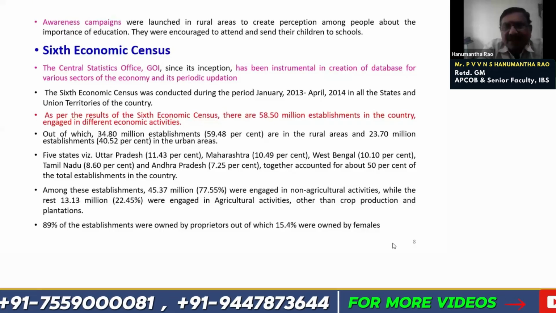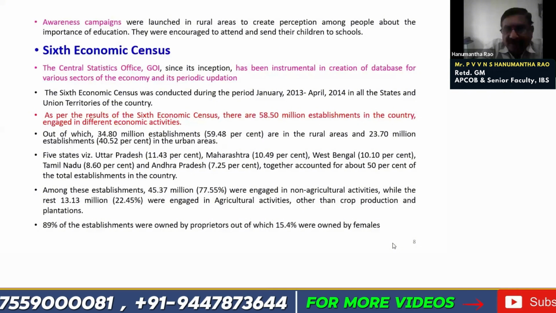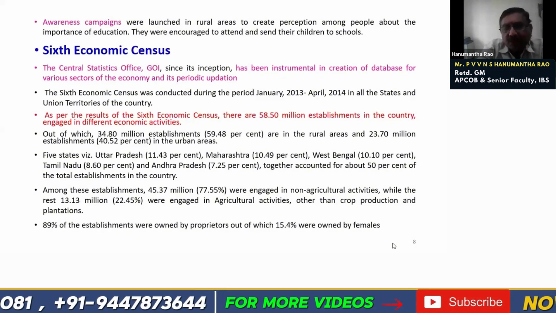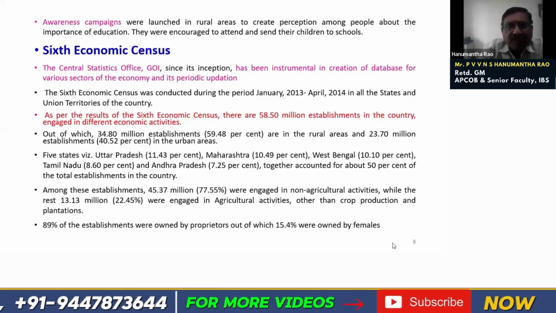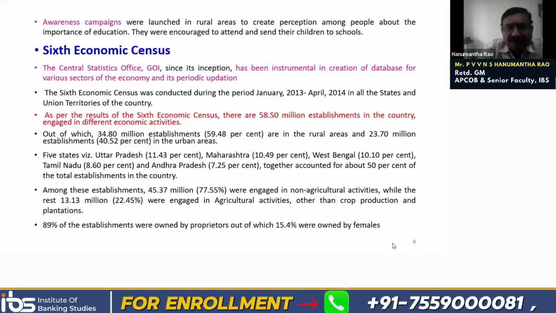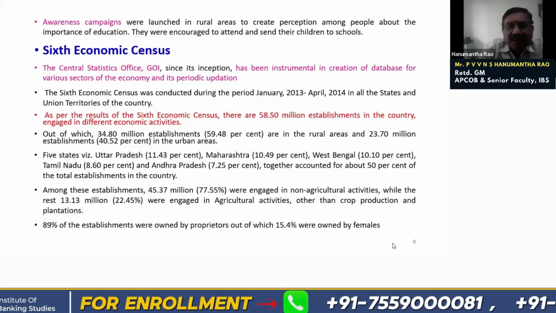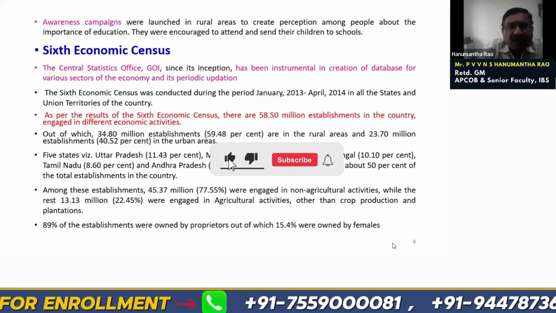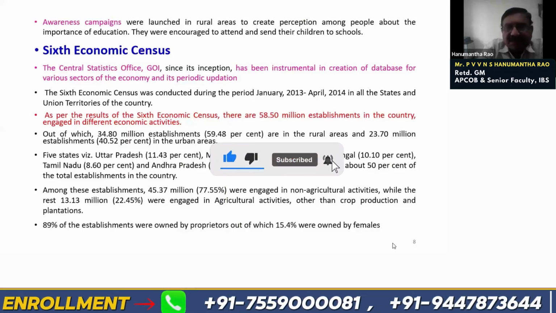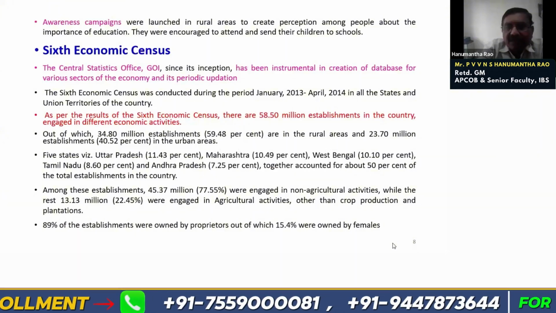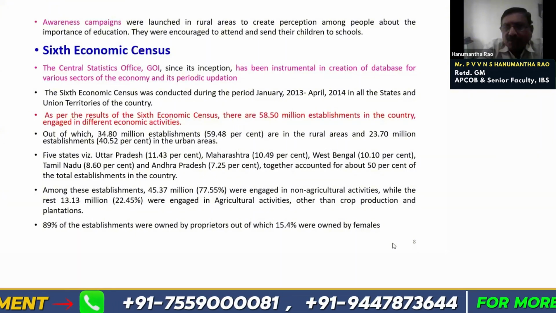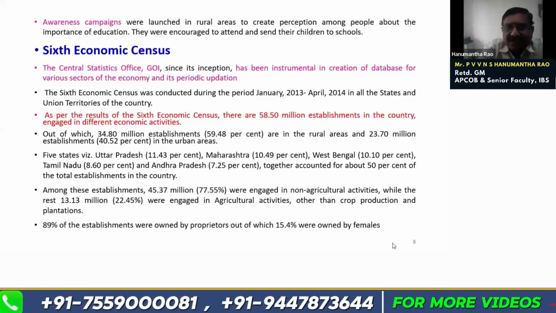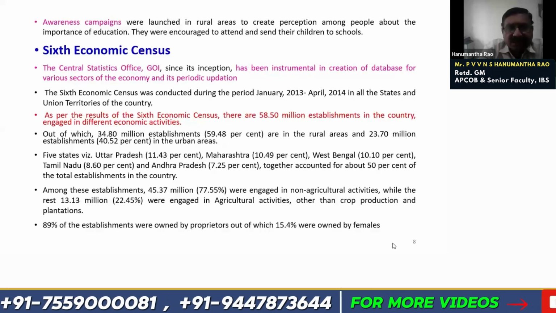With regard to the seventh economic census, it has not been approved by the Government of India so far. So the information which is available under the economic census is only with regard to the sixth economic census. This sixth economic census covered only January 2013 to April 2014. This census is in respect of all states and union territories of the country.